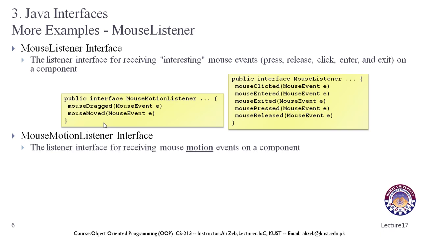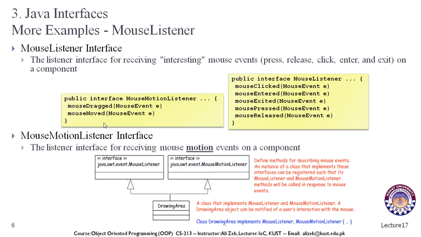The listener interface for receiving mouse motion events on a component. Any component, can be any component. So these are Java interfaces. In a class diagram, an interface can be shown with this symbol, with the interface name written between these two symbols. So this is the mouse listener interface, this is the mouse motion listener interface, and for example we have some drawing area on our graphical user interface.